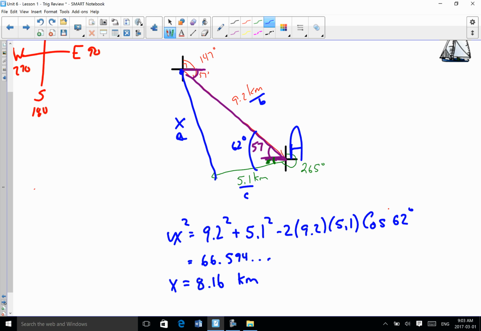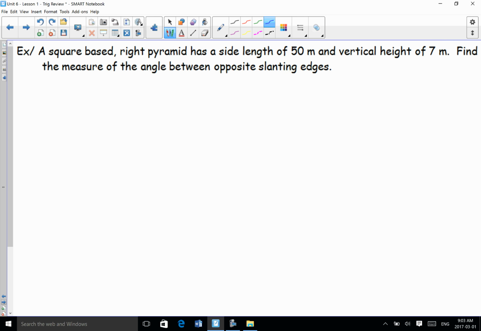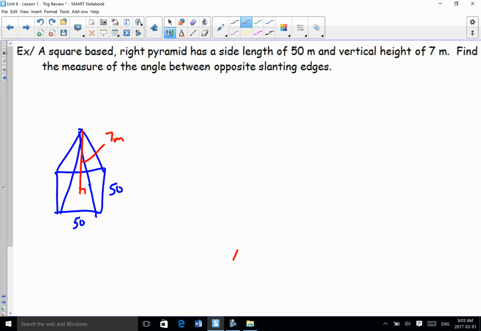All right, last one. We talked three-dimensional stuff last year, so how can we apply this stuff in 3 dimensions? A square-based right pyramid has a side length of 50. Okay, so giving us a pyramid, draw our pyramid here. They're telling us our side length is 50, and it's a square base, so it's 50 by 50. It's got a vertical height, that's right down the middle, of 7 meters. Can we find the measure of the angle between opposite slanting sides?